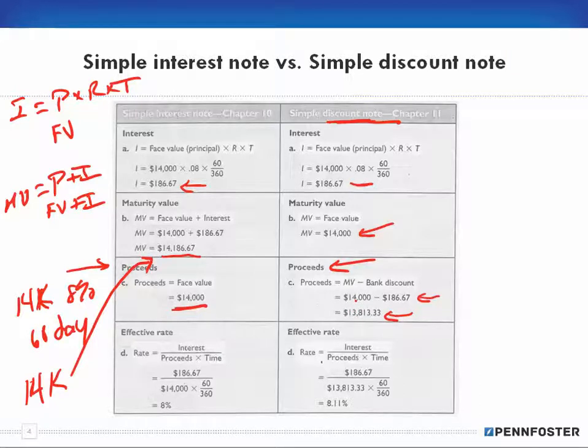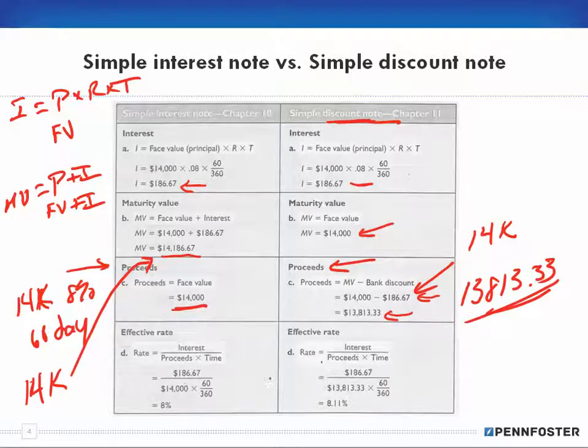But if we're discounting the note, what happens is the bank wants their money up front. In other words, they want the interest immediately. It's a little bit more protection for them. So instead of them giving you the full 14,000, they're going to take the interest right out, and they're only going to give you the proceeds. They're only giving you the money of $13,813.33. So they've taken their interest right away, right out of the note.